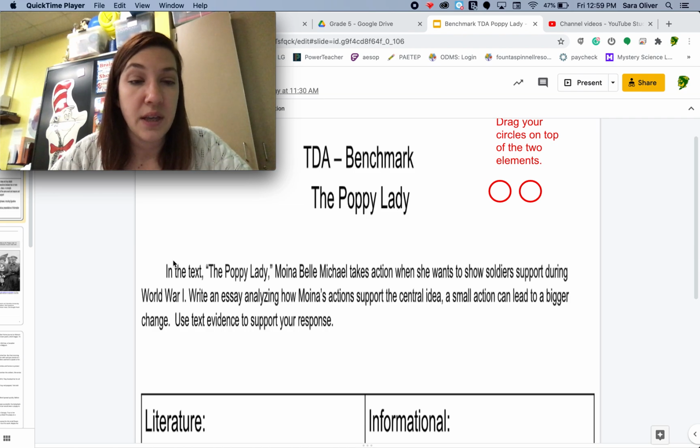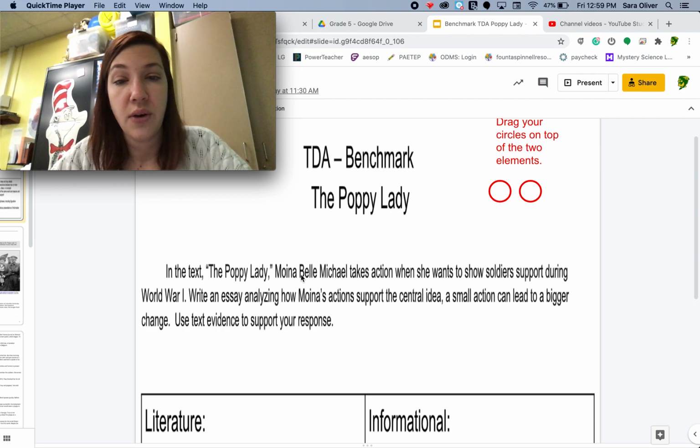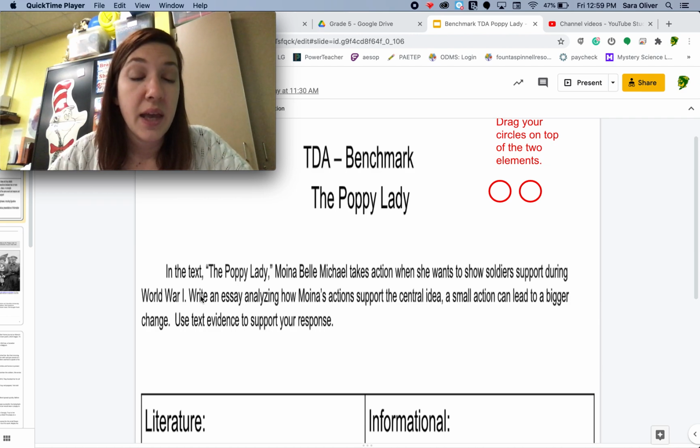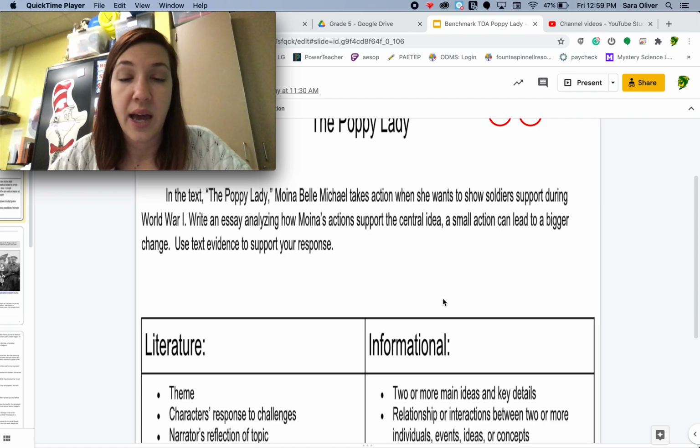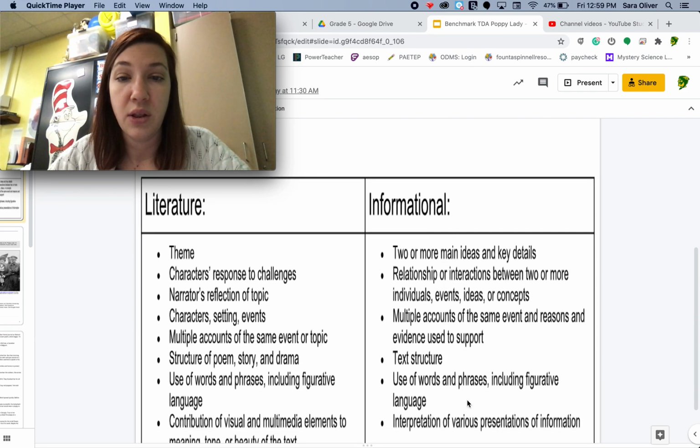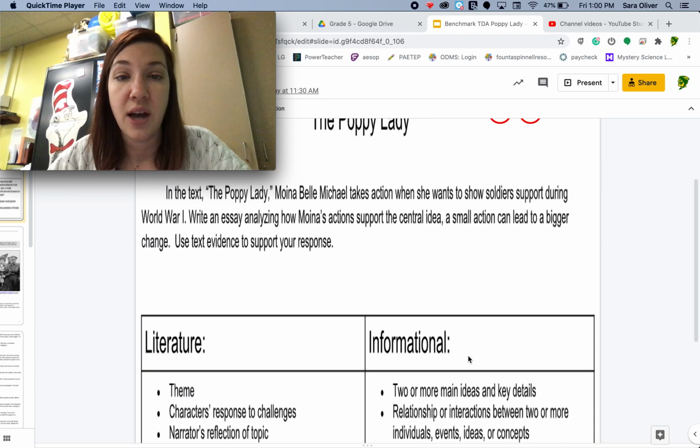So the first sentence in our prompt has the title of our passage, and then it also has a little bit of a summary. The second sentence is where we really want to pay attention and look at. It says, write an essay analyzing how Moina's actions support the central idea, a small act can lead to a bigger change. In here is where we're going to have our 2 elements. I already told you that the text is informational, so we're going to be looking at the right box for our elements to match up.